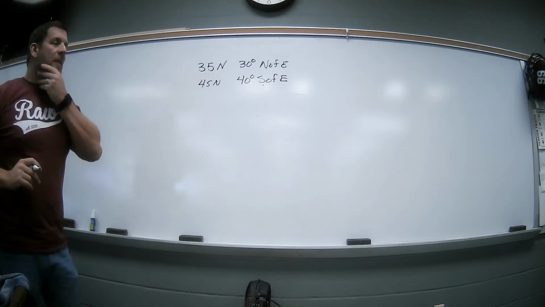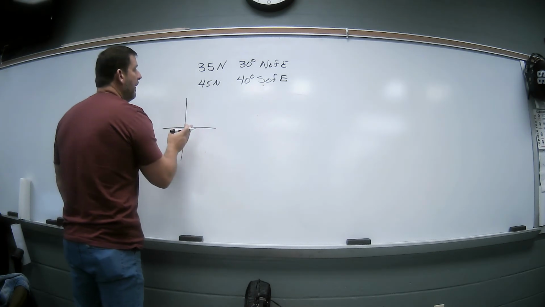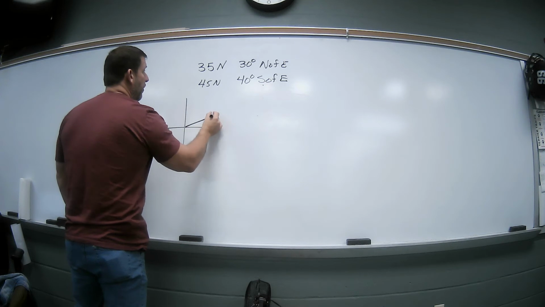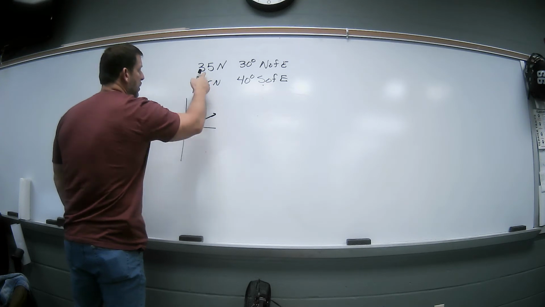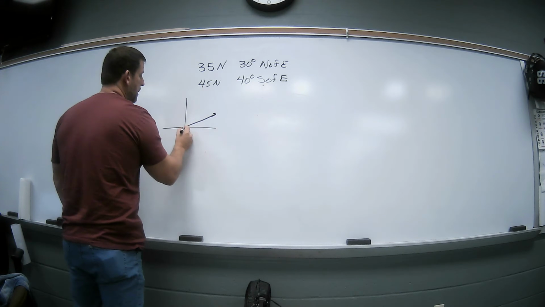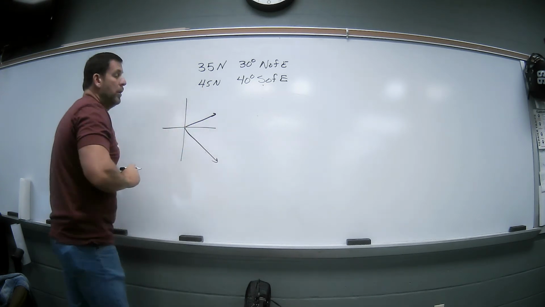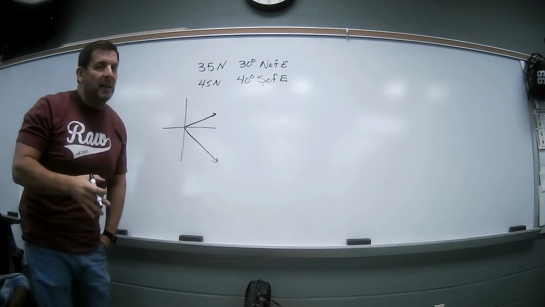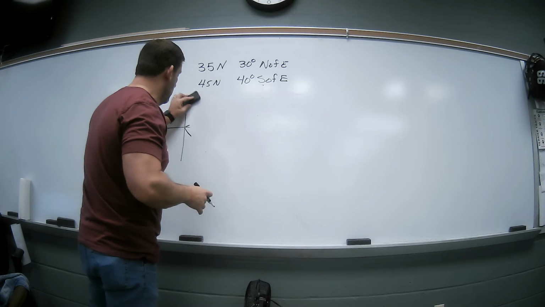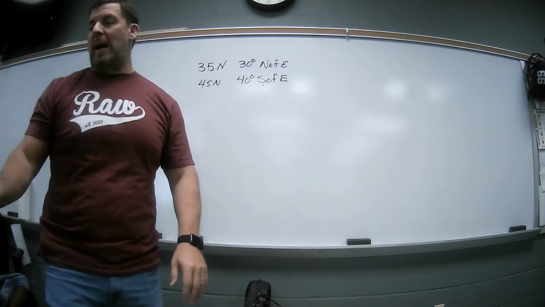All right, now I want you to take a look at what this looks like on a coordinate plane. 35 newtons, 30 degrees. If I draw the picture, it's going to look like this, 35 newtons, and the other one's going to be a little bit longer. This is south of east, so it's going to go like that. You can't do Pythagorean's theorem, so we have to use our trig functions.